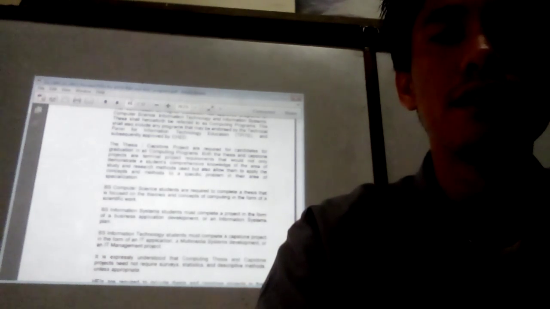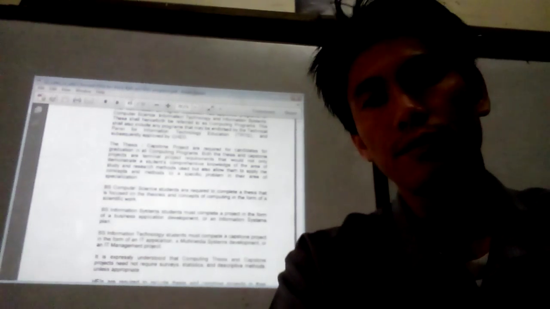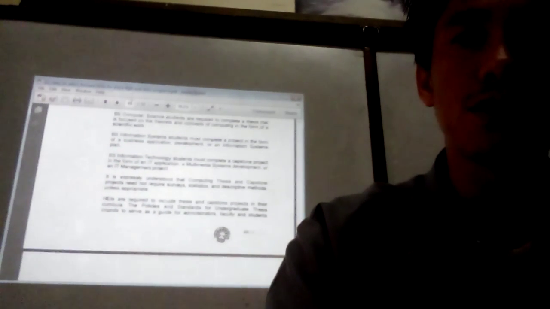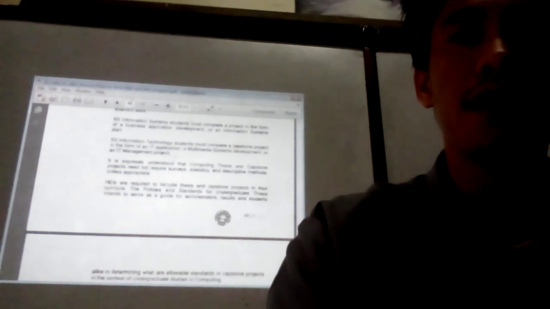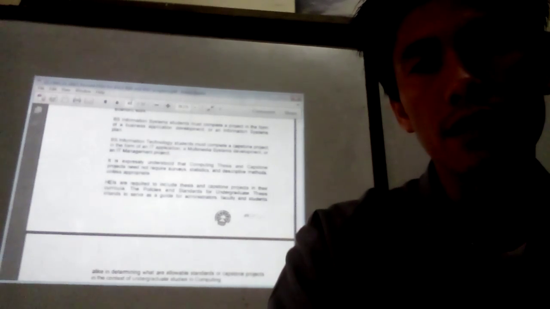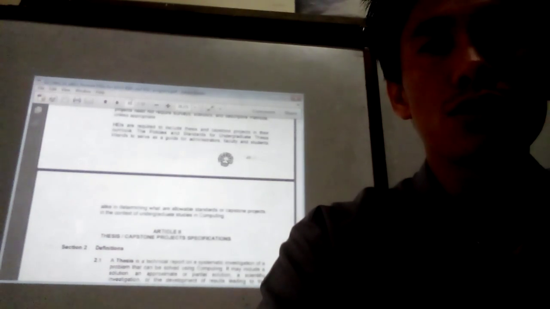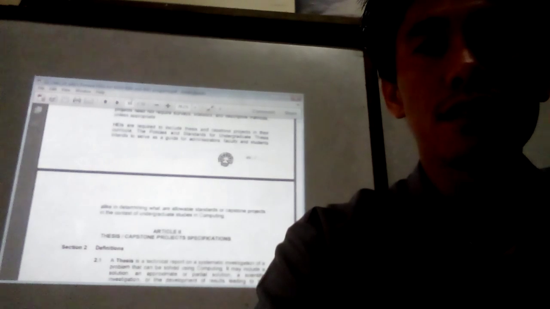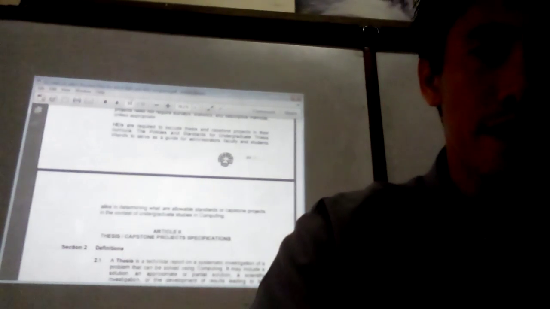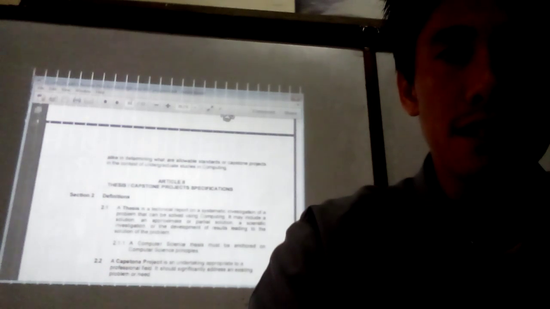BS computer science students are required to complete a thesis that is focused on the theories and concepts of computing in the form of scientific work. It is expressly understood that computing thesis need not require surveys, statistics, and descriptive methods unless appropriate. So it's a little bit different from the educational thesis or the psychological or social sciences thesis. Higher education institutions are required to include thesis and capstone projects in their curricula. The policies and standards for undergraduate thesis are intended to serve as a guide for administrators, faculty, and students alike in determining what are allowable standards for thesis or capstone projects in the context of undergraduate studies in computing.